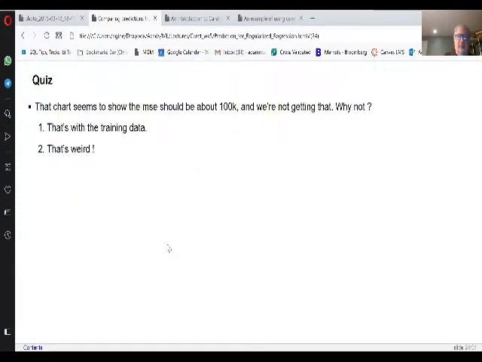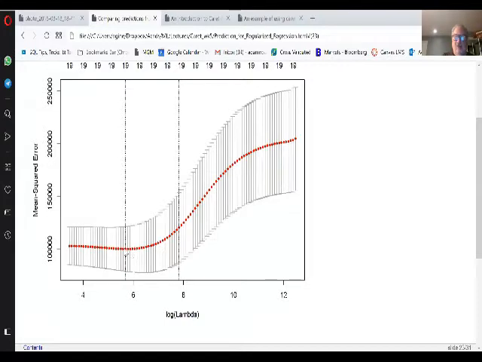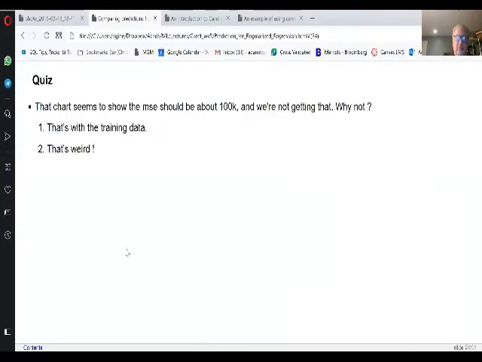Well, the answer is there's 2 choices. One is that it's using training data, and the model is trained using the training data, so it's going to fit the training data a whole lot better than it's going to fit new data. So that's basically choice 1. And choice 2 is, that's weird. That message should be important. Sorry? Yeah, I think it's because we are doing it with training data.